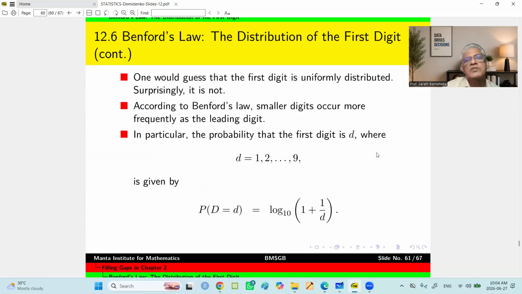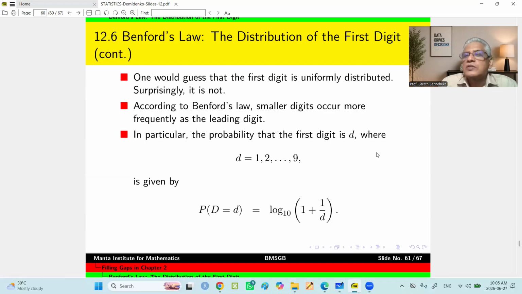So one would guess that the first digit is uniformly distributed. Of course, in this case, we are looking at discrete uniform, not the continuous uniform. But surprisingly, it was found that it was not like that. It was not uniformly distributed discretely.